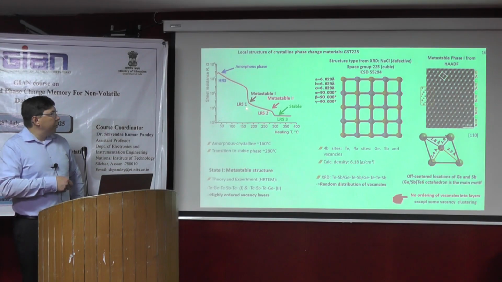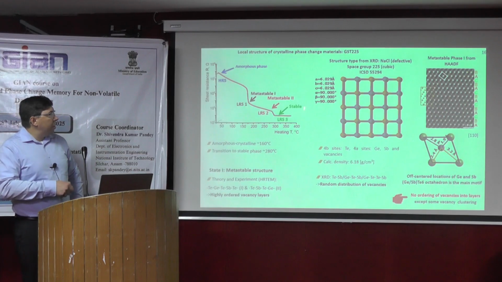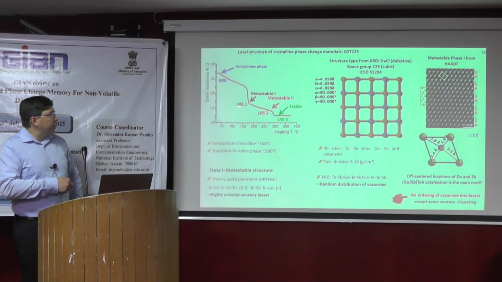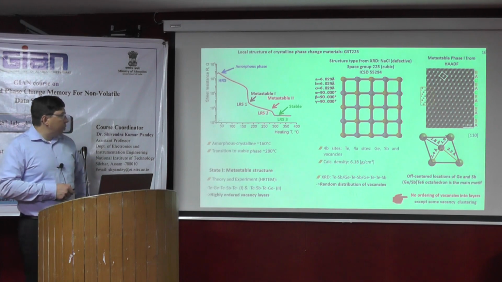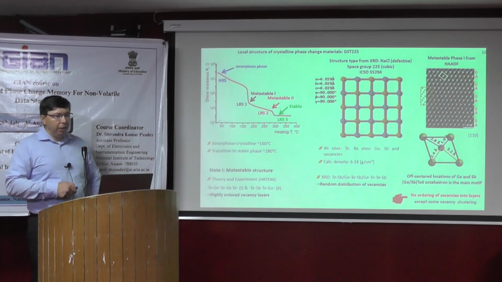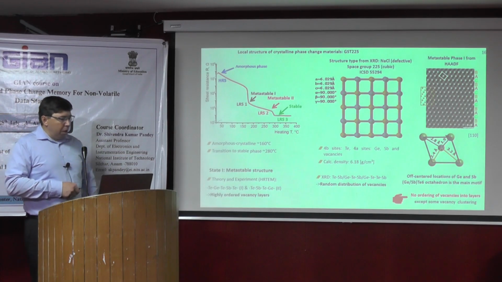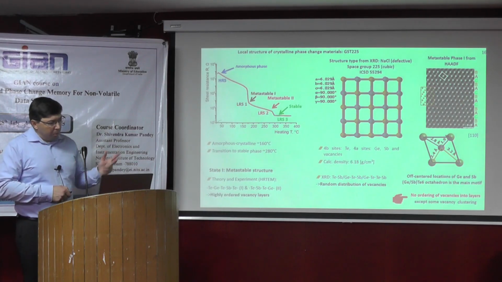So it seems that in this system we have different types of crystalline phases, and these phases have different resistance. Now let us look at the crystal structure of the first metastable phase. It was studied by different groups, by different methods: by X-ray diffraction, by TEM, and by theory.